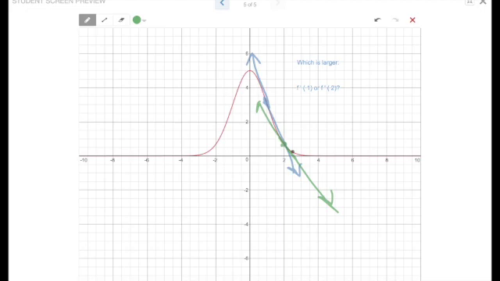When you think about larger, you're thinking about a number. So it's definitely true that the slope of the tangent line at x equals 1 is steeper, but it's negative. So the slope of the blue line is more negative than the slope of the tangent line at the green line. And if you think about large and small in the way we typically think about them in terms of numbers, negative 10,000 is a smaller number than negative 1. So numbers are smaller the more negative they are. So f prime of 2 would actually be the larger number, even though the slope is not as steep.